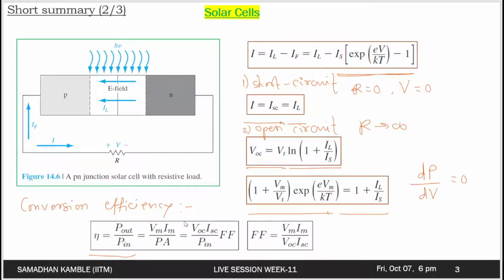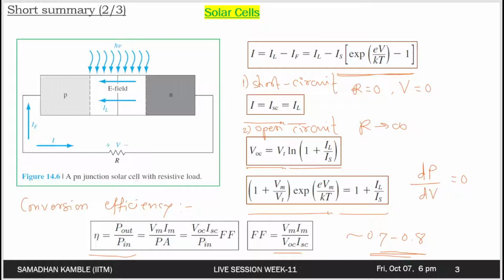ISC is the short circuit current and VOC is the open circuit voltage, and the ratio Vm Im by ISC VOC is called the fill factor and is a measure of the realizable power from the solar cell. Typically the fill factor is between around 0.7 to 0.8. So this is the maximum realizable power from the solar cell. It is not 1, that would be ideal, but generally between 0.7 and 0.8.